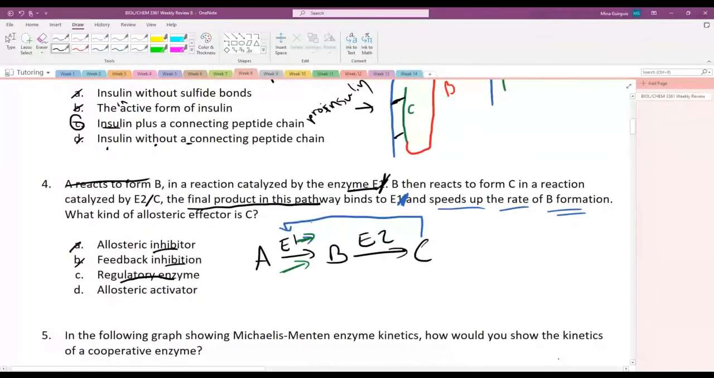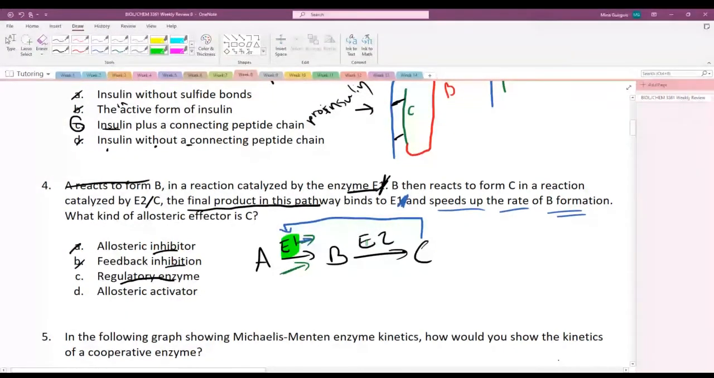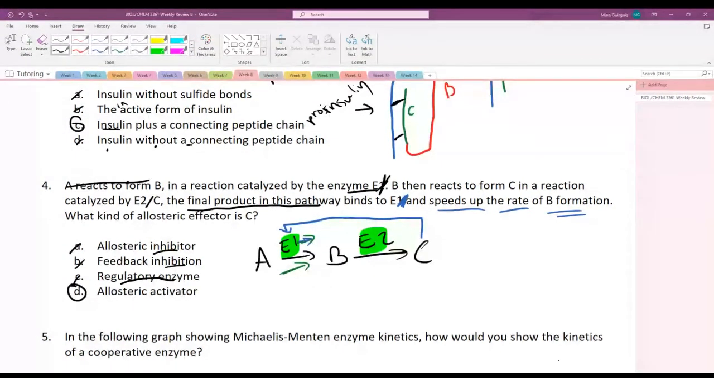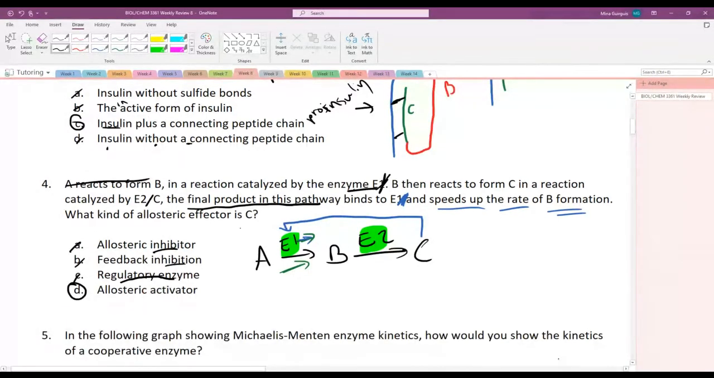C is not a regulatory enzyme, right? C isn't an enzyme at all. The enzymes are up here. So just like that, we can get rid of answer choice C, because product C isn't an enzyme. I apologize for the confusion there. That leaves D, and D is correct. But I want to talk about each of these terms slowly to make sure that we understand each of them.